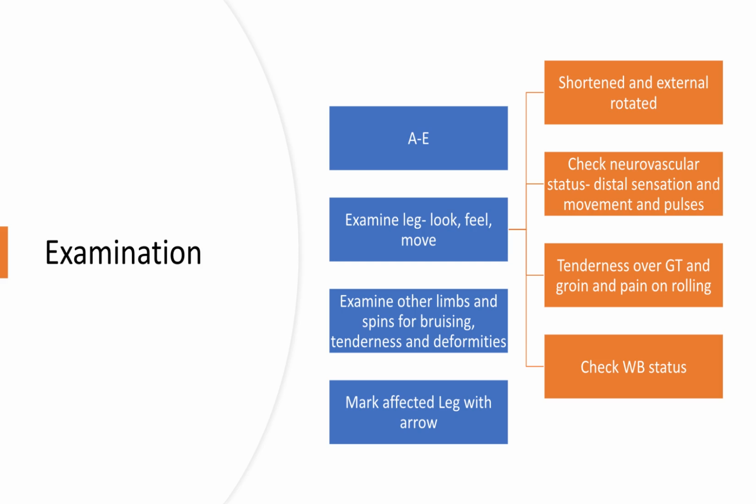You also want to have a look at the other limbs. Have they also broken their arm? Have they broken their wrist? It's very common when someone comes in with a broken hip for people to miss the other injuries that they got from their fall.